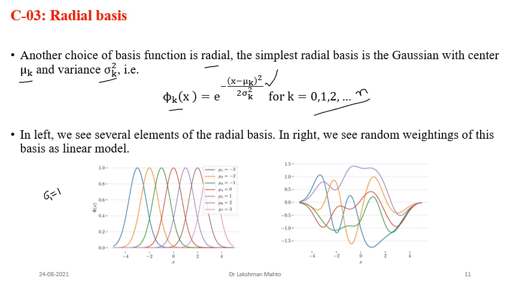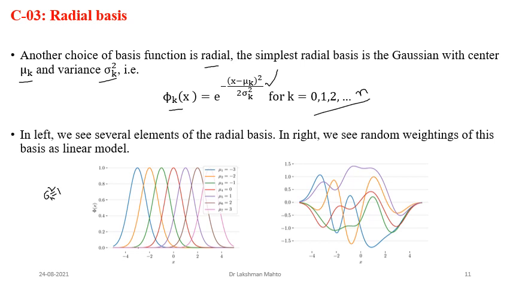You are free to take anything. So variance is 1, but the center mu k is changing. Here one mu k is -3. Another one has center -2, -1, 0. So we have taken various radial basis.